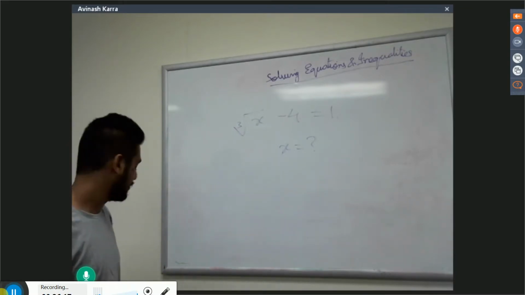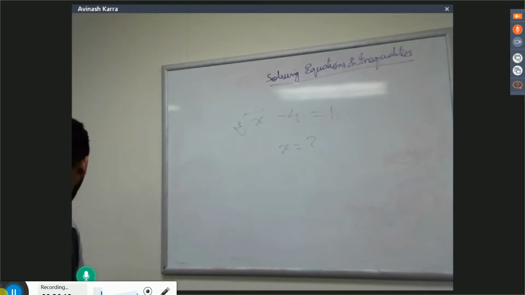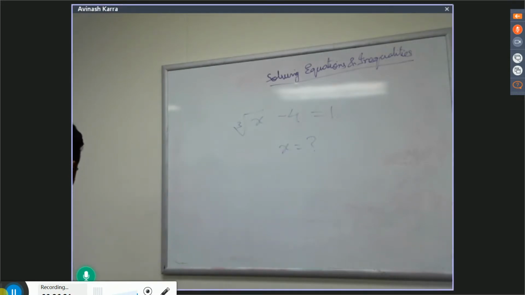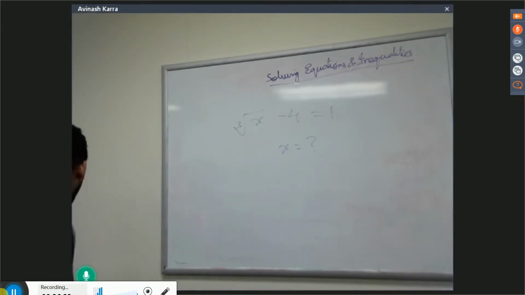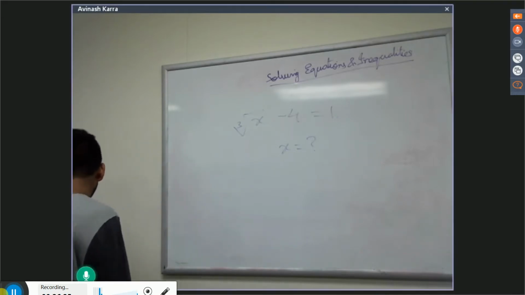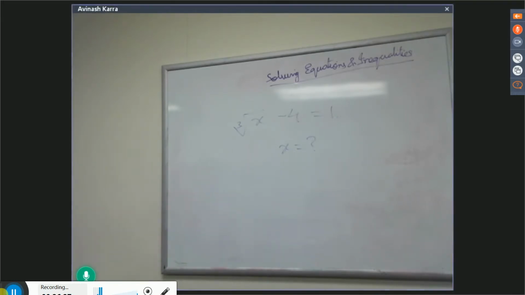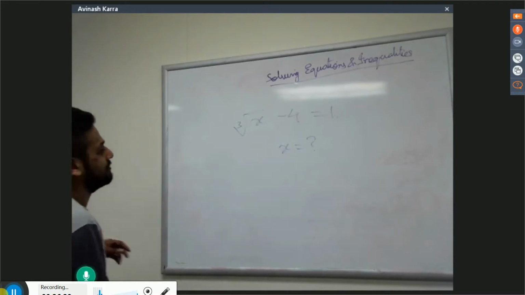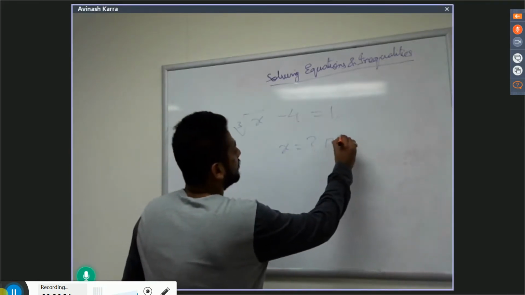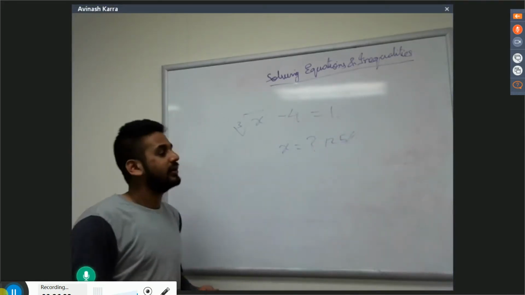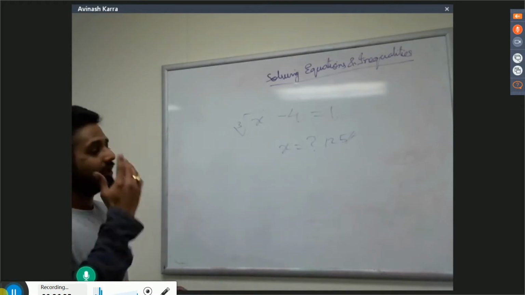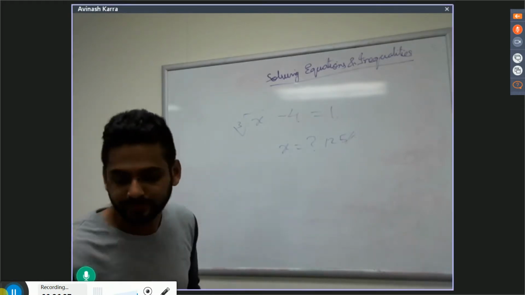What do I do once I already got the answer? Sorry? I already got the answer. You got the answer? How much? I got 125. Yeah, perfect. Can you explain that, please? Yes, sure.